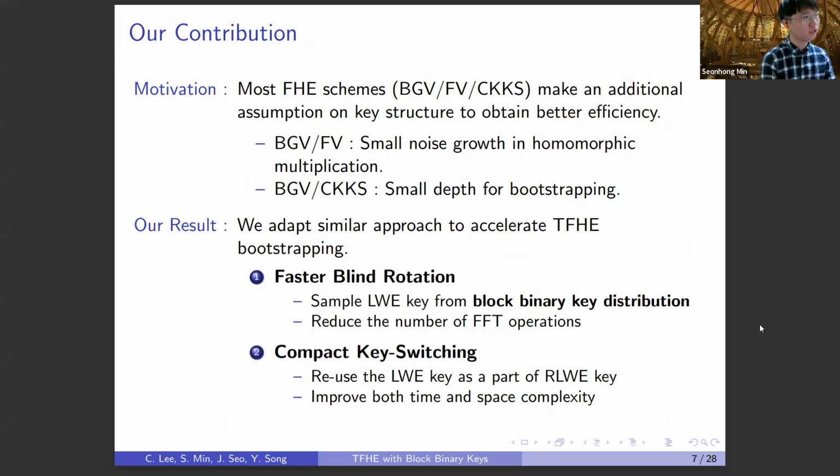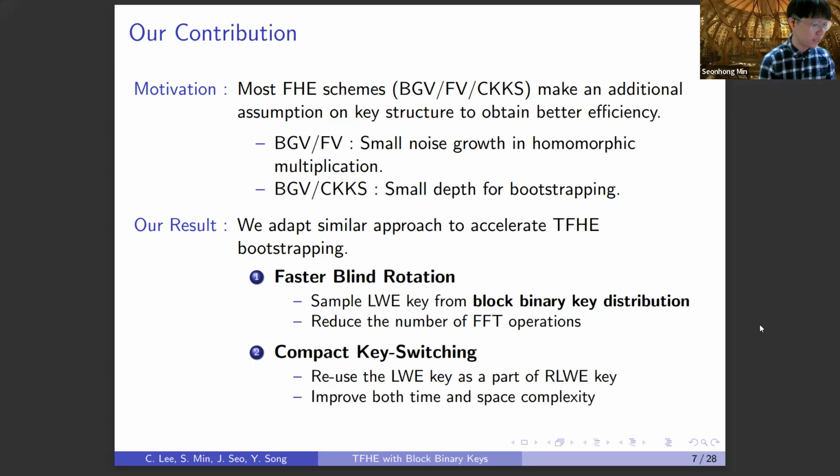So what we wanted to do was to make the blind rotation faster. The motivation is that most of the FHE schemes such as BGV, FV, or CKKS make an additional assumption on key structure to obtain better efficiency. For example, in BGV and FV, if the key is sparse, then the noise growth is smaller in homomorphic multiplications. And also for BGV and CKKS, if the key is sparse, then the bootstrapping depth is small.